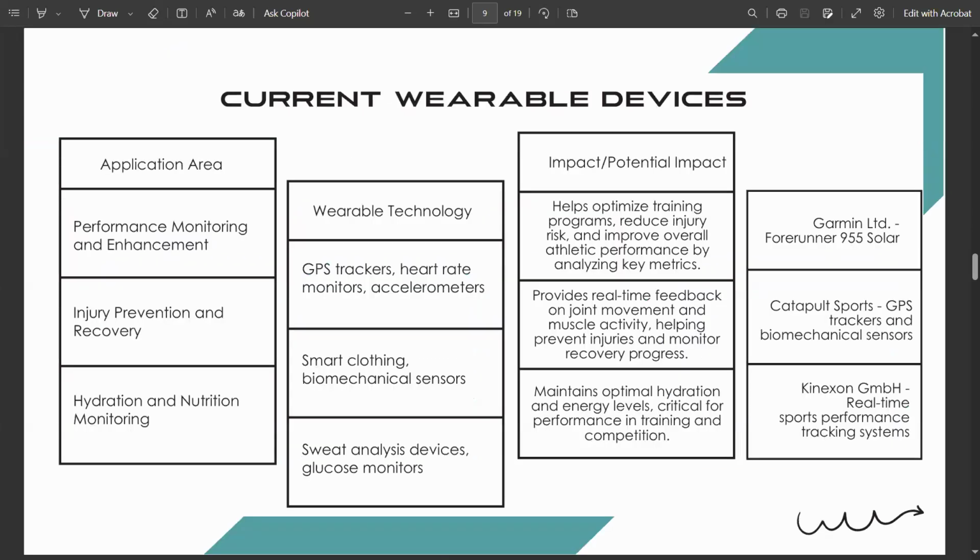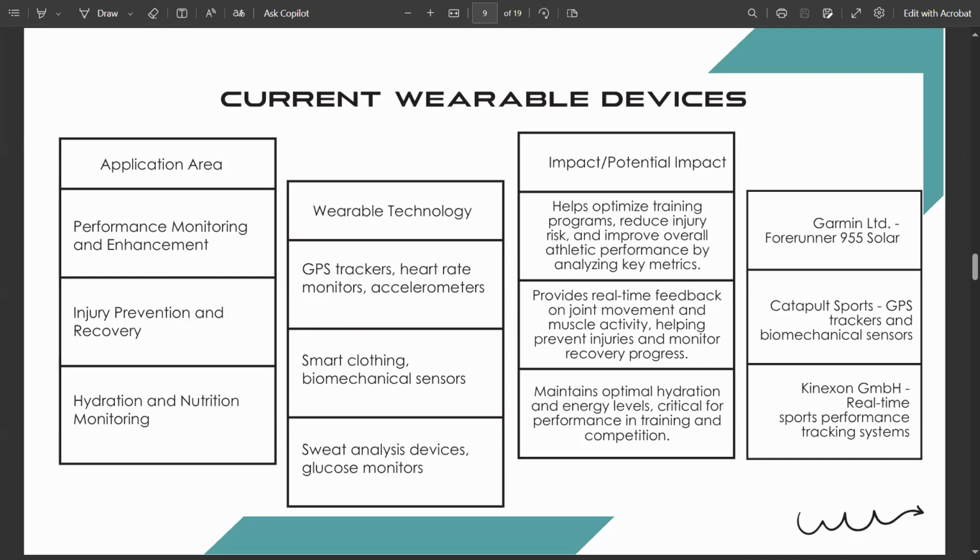Now, if we have to segment the currently available wearable devices, there are three major application areas: performance monitoring, injury prevention, and hydration and nutrition monitoring. For performance monitoring, we have GPS trackers, heart rate monitors, and accelerometers. These can be used by athletes and sportsmen. For injury prevention, the devices used are smart clothing and biomechanical sensors. These provide real-time feedback on joint movement and muscle activity, helping prevent injuries and monitor recovery progress.